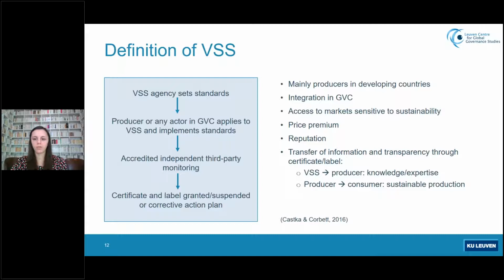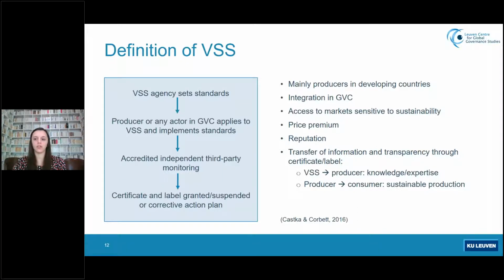So compliance with the standards is then assessed by an independent third party, which is accredited by the VSS agency, and it conducts independent monitoring. If the VSS adopter effectively complies with the standards developed by the VSS agency, then he is given a certificate as well as a label that he can put on his products. And this serves as a proof of compliance with the standards. The label is also a means for the VSS adopter to differentiate its products on the market, as I said earlier.